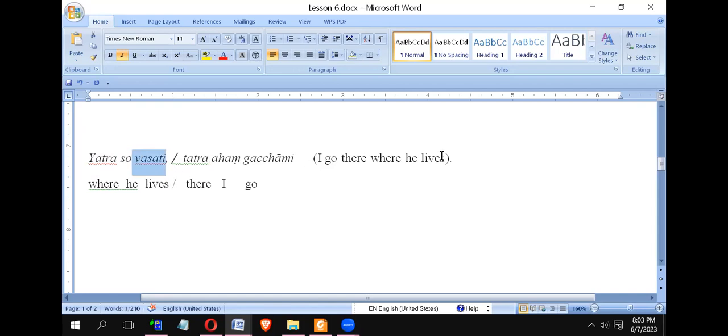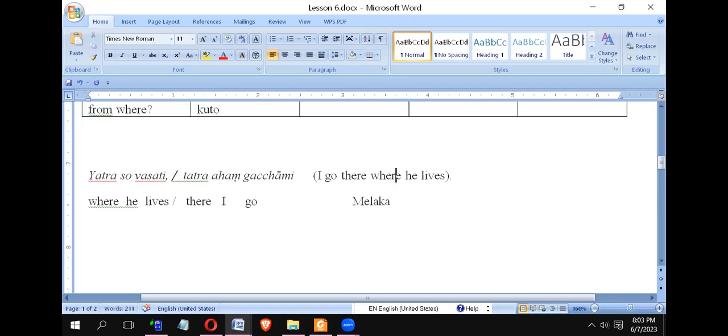So where is that place? Let's say that person lives in, maybe, Malacca. So you go to Malacca. That's all. I go to Malacca where he lives. Any question about this sentence up to here? Trying to digest. All right.